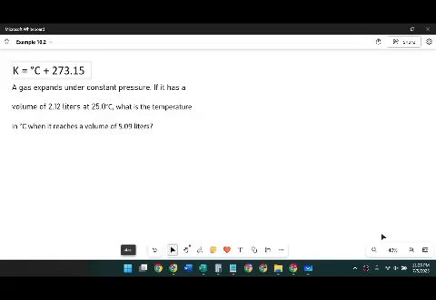This is example 10.2 from Discovering Design with Chemistry. The first problem says a gas expands under constant pressure. If it has a volume of 2.12 liters at 25 degrees Celsius, what is the temperature in degrees Celsius when it has reached a volume of 5.09 liters? So the first thing that you can probably guess is that we're going to use the equation that we just recently learned in the text before this example.